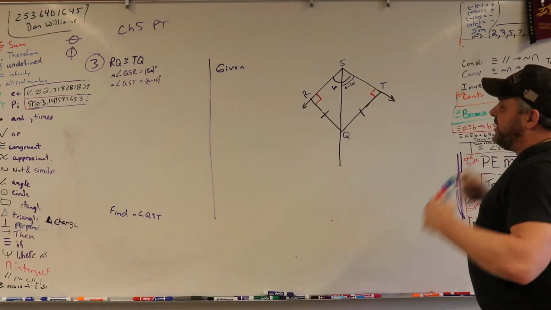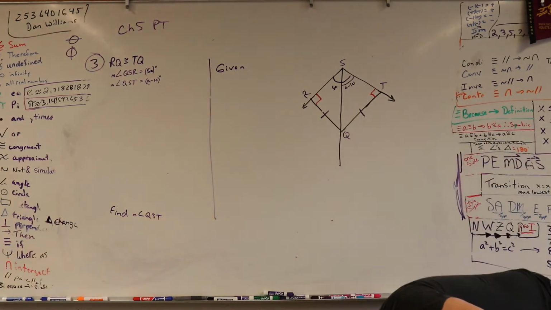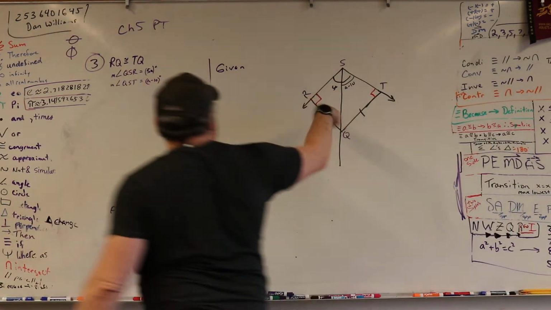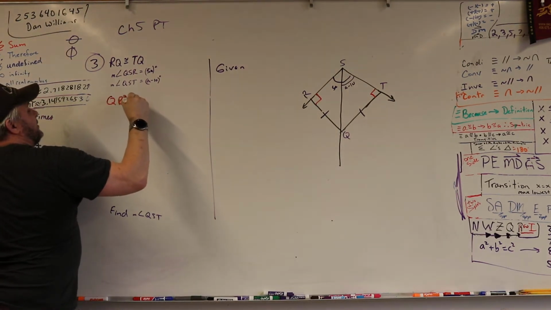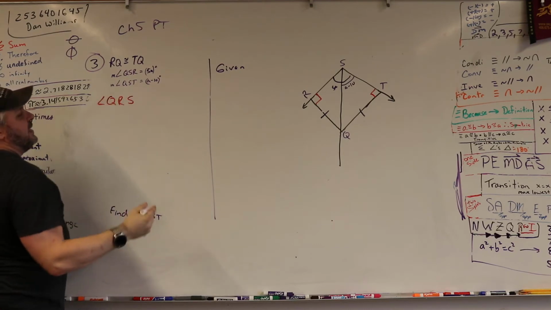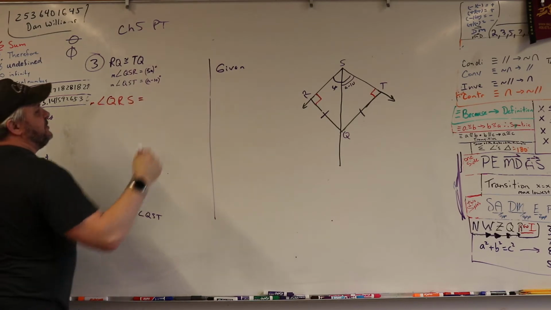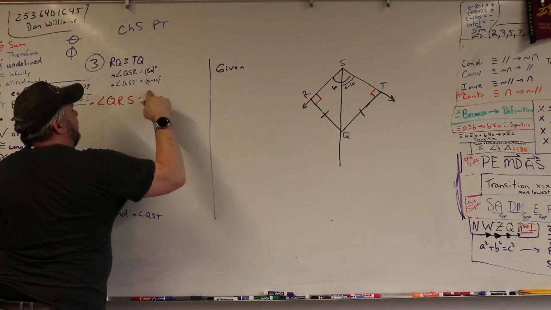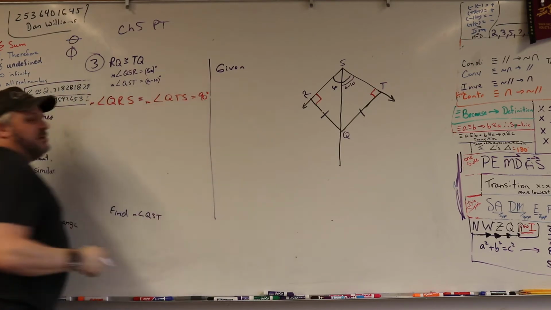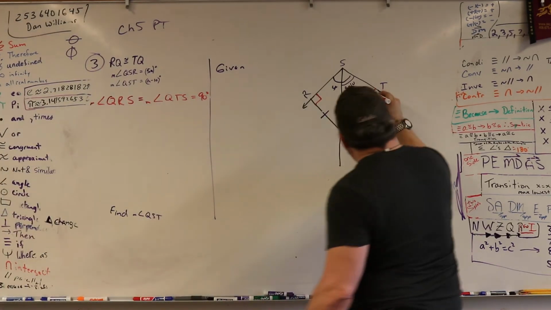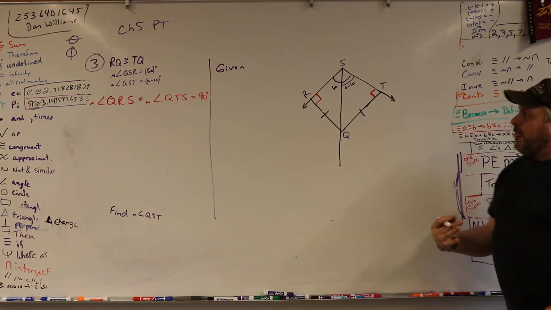So we're going to use some things that we know. The first thing we know is that we have a right angle, correct? So we know that the measure of QRS is equal to the measure of QTS, which is also equal to 90 degrees, because they show us this symbol. Remember, this square is a symbol for 90 degrees. Does that make sense? All right.